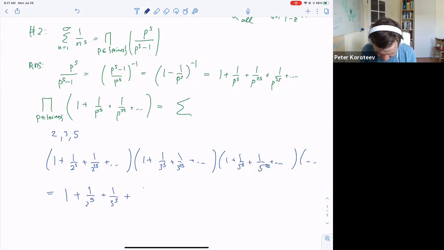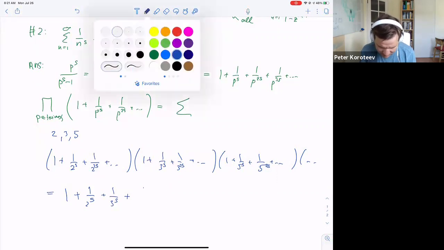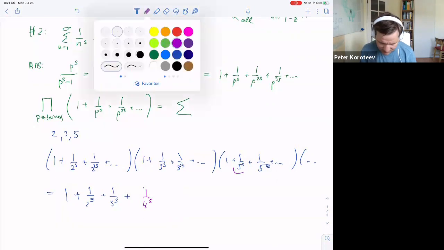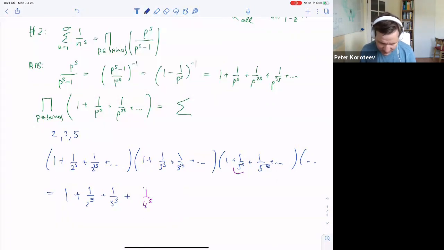Will we have, so yes, that comes from multiplying this series by this one, right? But are we going to get, for example, 1 over 4 to the s? So 1 over 5 to the s is here. Remember, the idea is to get this guy: the sum of all fractions, 1 over n to the s, where n is every integer, right? So we get all the primes just by looking at this thing.